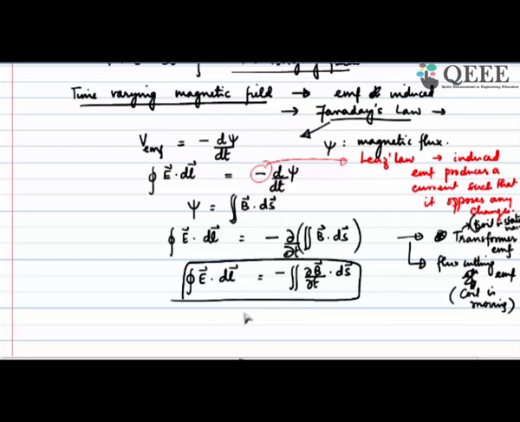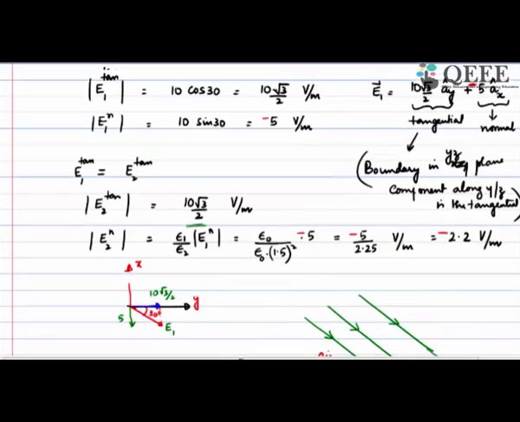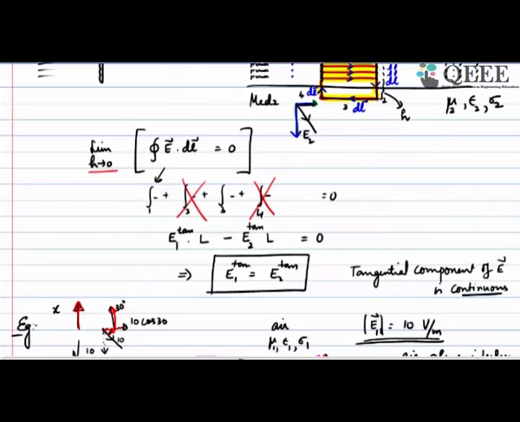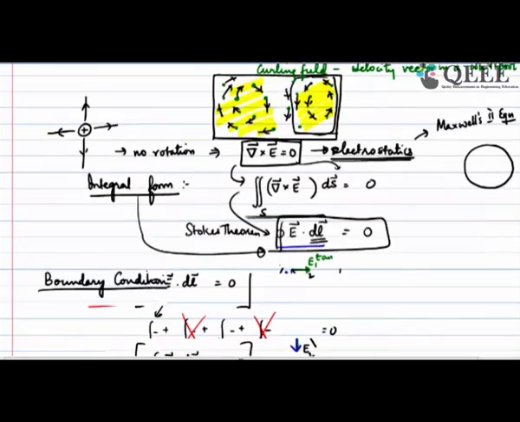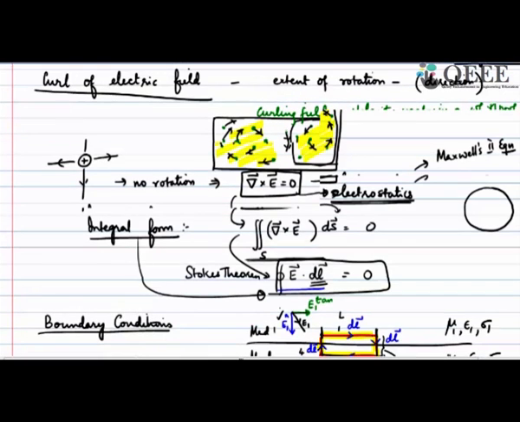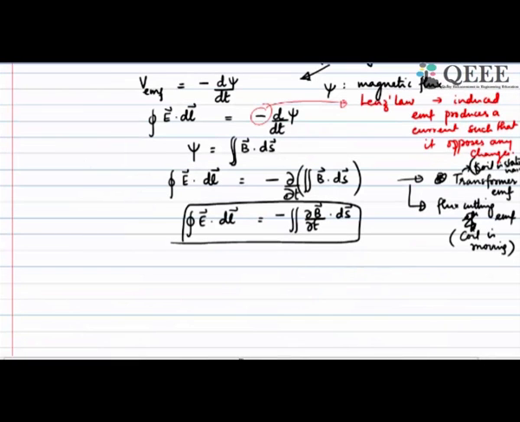Now how do I write it in the form? This is actually the integral form of Faraday's law. How do I write it in the point form? If you go back and look at it, the loop integral of E dot dl was nothing but the curl of E. So I apply Stokes theorem again.